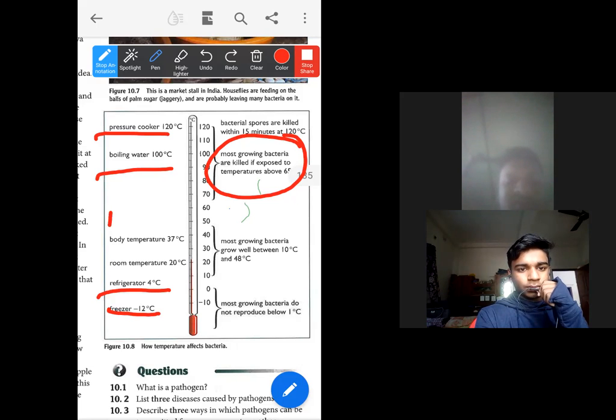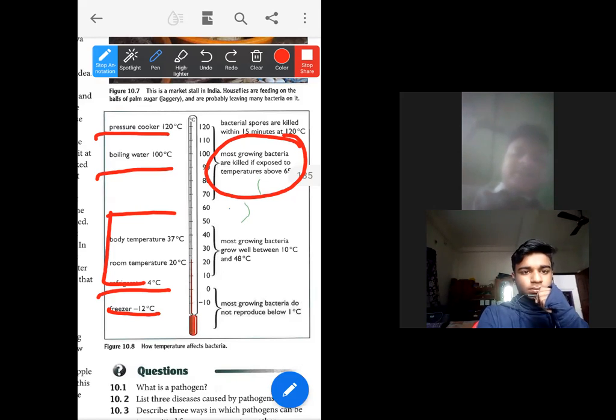That is 37 degrees centigrade and 20 degrees centigrade. This is why if we keep the food at room temperature for a long period of time, after a few days it will get spoiled, because bacteria will grow best in that temperature.